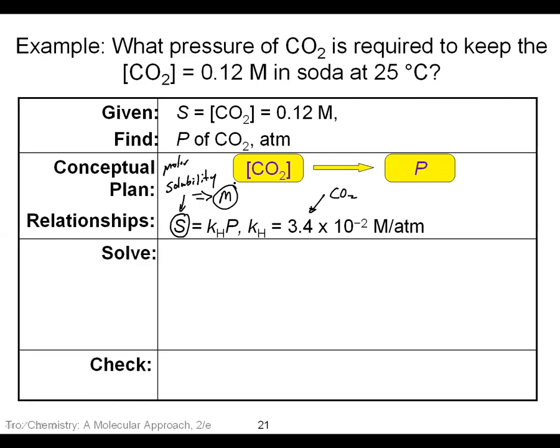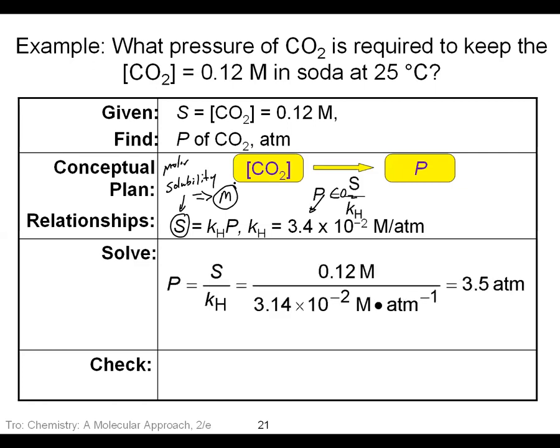So sometimes people will use that S, and really what it stands for is molar solubility, but really what it stands for is molarity anyways. So in this case, we pretty much have everything we need. We can rearrange Henry's law and solve for P. If we do, P is equal to S divided by KH. And if we put our numbers in there, we need to keep the pressure in the soda can at 3.5 atmospheres.